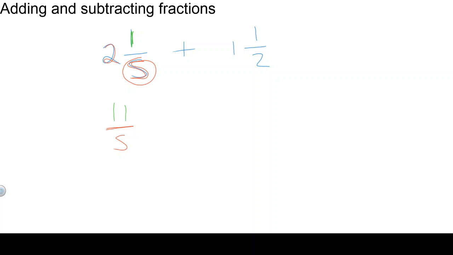Right, let's do the same thing with the other mixed fraction. Got 1 times 2 is 2. Add the 1, that gives you 3. And then all we're going to do is copy that denominator across.